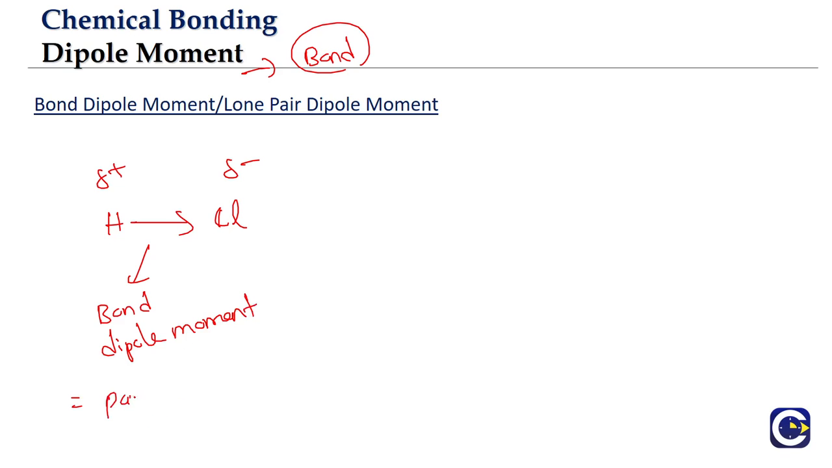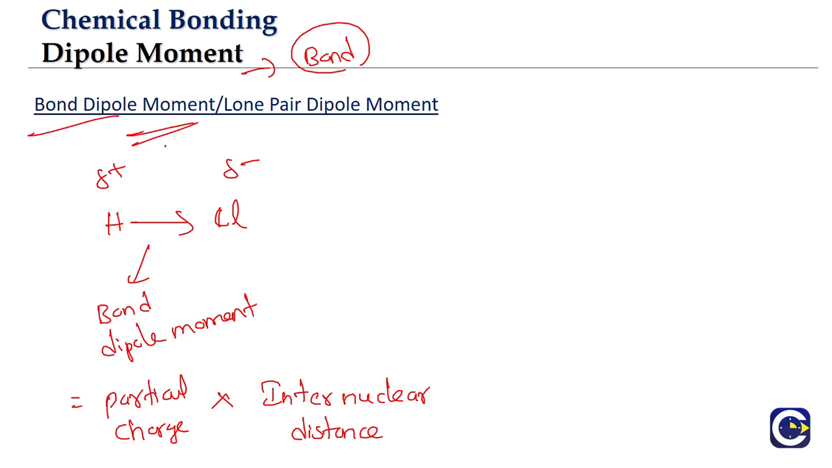It is the partial charge value multiplied by the distance between the two charges. What is the distance between the two charges? It is nothing but the internuclear distance, correct? The distance between the nucleus of hydrogen and the nucleus of chlorine. Okay, so this is what we call the bond dipole moment.